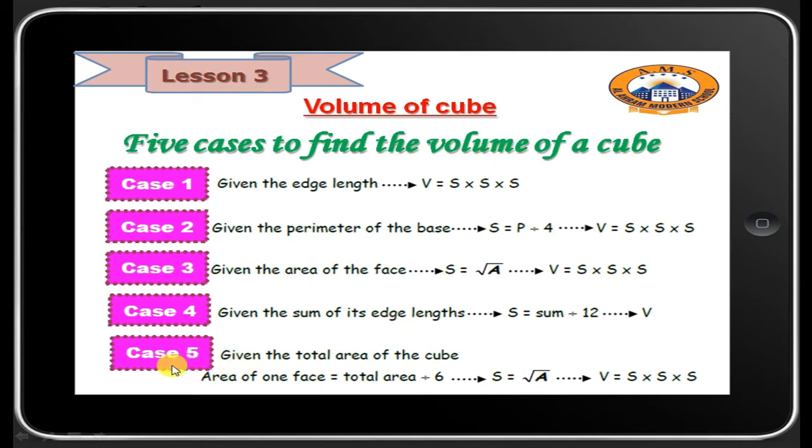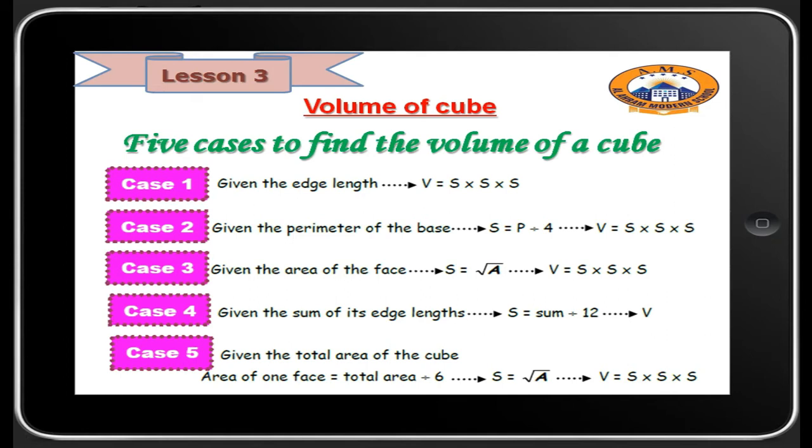Okay, the last case here, when he gives you the total area of the cube. And my dear student, you have studied that the cube has 6 faces, and they are equal in area. So when he gives you the total area, you're going to take the number that he gave you, the total area, divided by 6 to get the area of one face. Then when you have the area of one face, this is like the third case here, you're going to take the square root of the area to get the side, and then the volume of the cube equals side times side times side. So I'm going to give you an exercise about each of these cases to help you understand how to solve exercises about the volume of the cube.